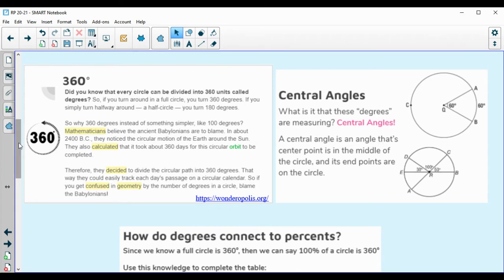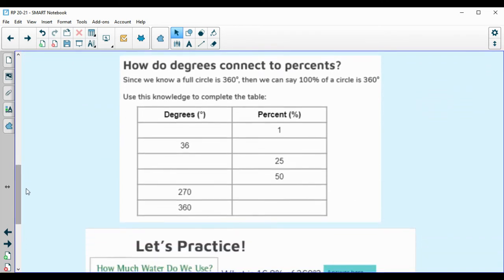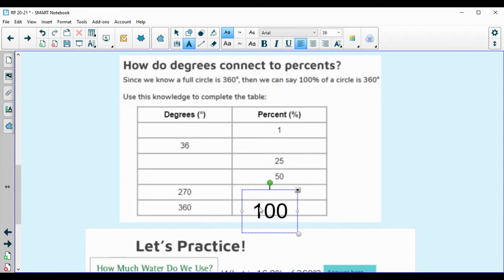So how do degrees connect to percents? Since we know a full circle is 360 degrees, we can say 100% of a circle is 360 degrees. You're going to use that knowledge to complete the table. So when I'm looking at this table, I know I'm missing a lot of information, but because this side represents the degrees of the central angle, and this side represents the percent that that angle is taking up of the circle, I'm going to go ahead and put in the information that 360 degrees is 100%.